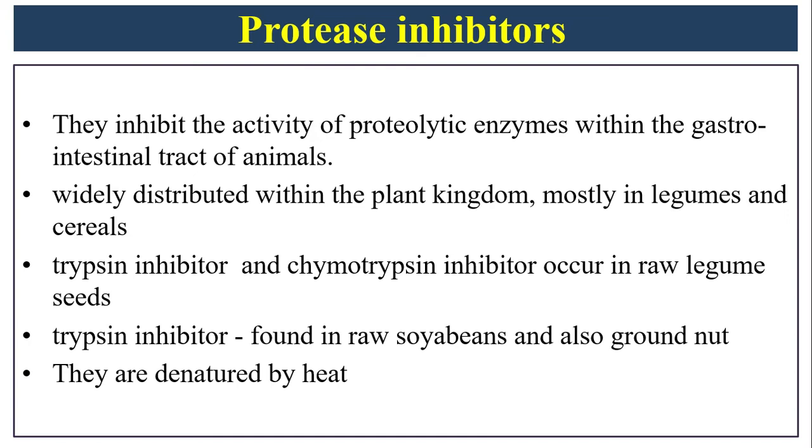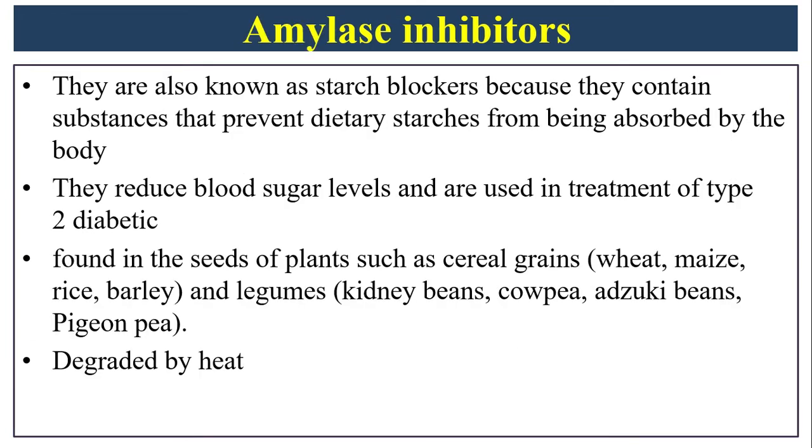Next, protease inhibitors. They inhibit the activity of proteolytic enzymes within the gastrointestinal tract of animals. They are widely distributed within the plant kingdom, mostly in legumes and cereals. Trypsin inhibitor and chymotrypsin inhibitor occur in raw legume seeds. Trypsin inhibitor is found in raw soybeans and also groundnut. They are denatured by heat.